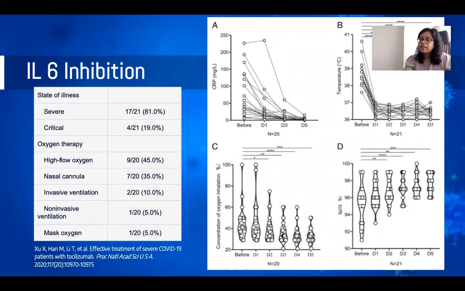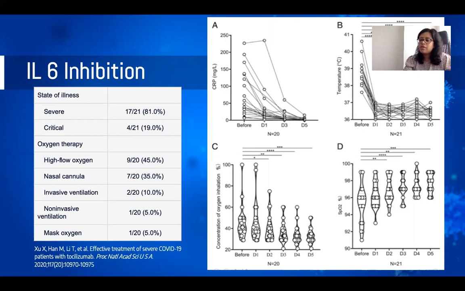So one of the earliest studies looking at the effectiveness of tocilizumab on patients with COVID-19 was from Xu et al. They observed 21 patients over 9 days who received tocilizumab. The first table, on the left, shows the clinical state of the 21 patients pre-toci. And you can see that 2 had invasive ventilation and 1 out of the 20 had non-invasive ventilation.